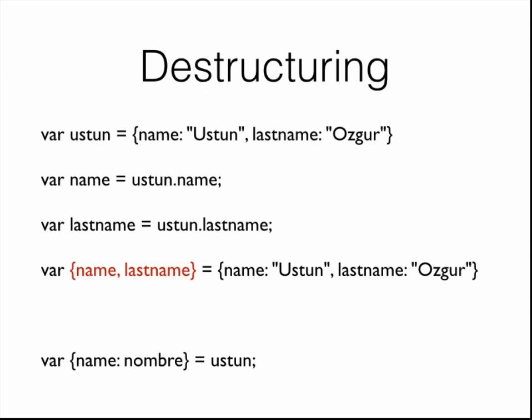Also, you don't need to get the same name. For example, instead of name, you can say number. So this means take name from Üstün, set it to a local variable called number. But this is usually not common, you usually get whatever is on the right-hand side. But it is possible to change the name. So it would be equal to var number equals Üstün.name.